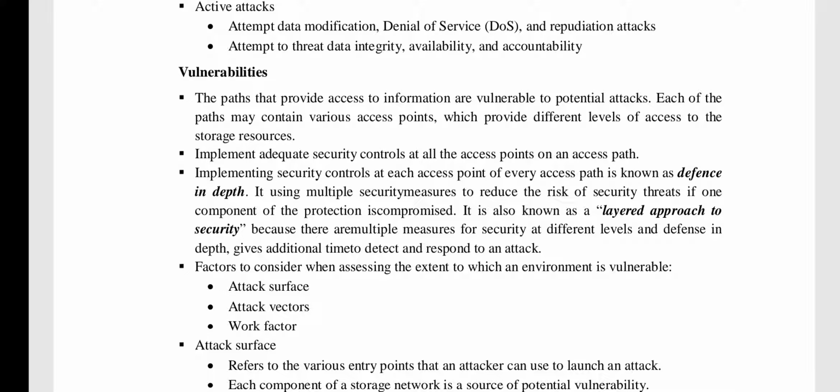Implementing security controls at each access point of every access path is called defense in depth. That is, you are considering every nook and corner where there could be an attack, so that is why we call it defense in depth. It is a layered approach, in fact, because there are multiple security measures at different levels, and defense is given in depth.